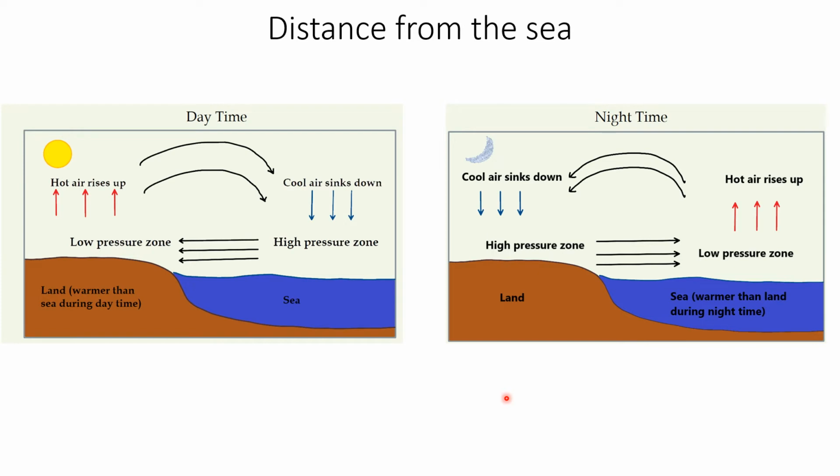At night, the opposite happens. The land cools down very quickly while the sea is still warm. So the air over the sea also gets warmed up and rises up, creating a low pressure zone over the sea. Whereas because the land is cool, the cool air over the land sinks down and creates a high pressure zone over land. And again, winds blow from land to sea, that is from high pressure to low pressure, and these winds are called the land breezes.